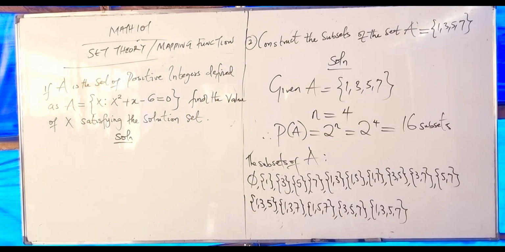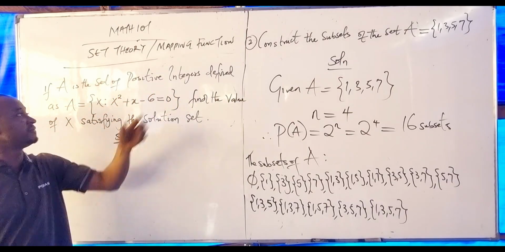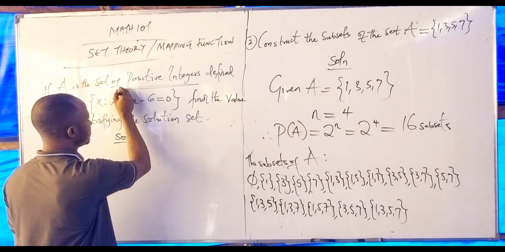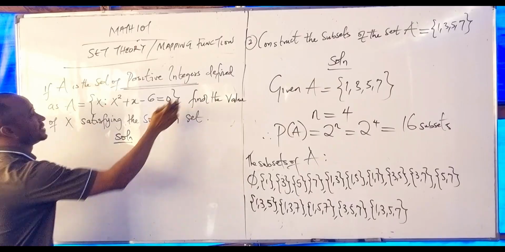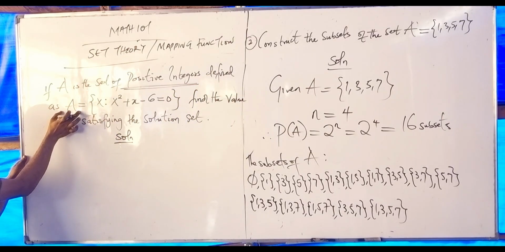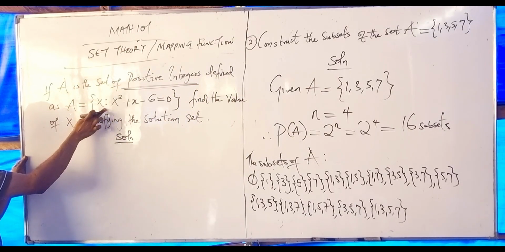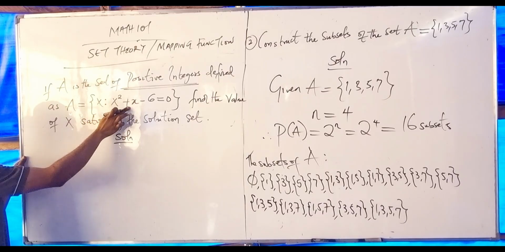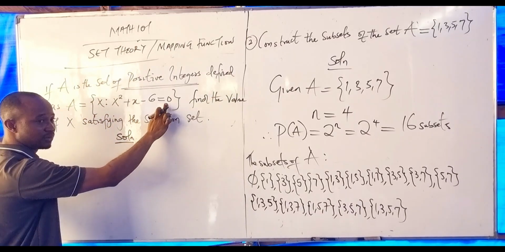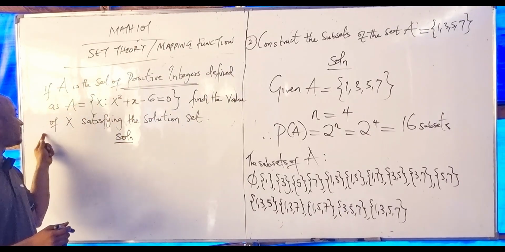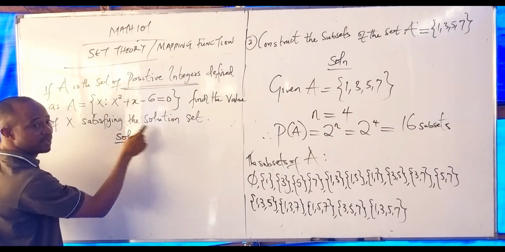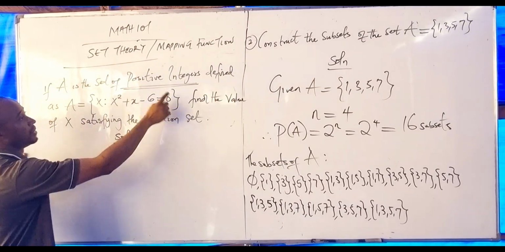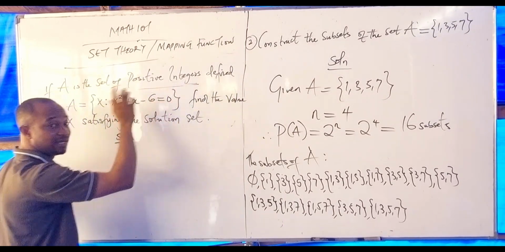You have to take notes that we are told that if A is a set of positive integers defined as A, S is such that S squared plus S minus 6 equals 0. So we have to find the value of X that satisfies the solution. What is the solution? The positive integer. Are you following now?